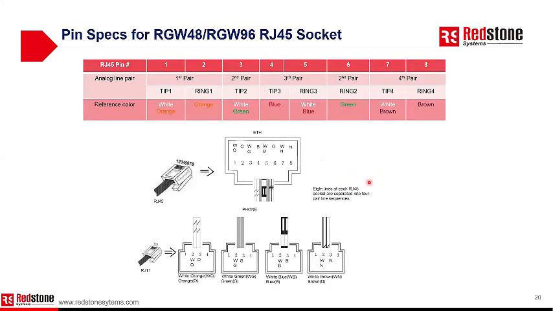Then here are the pin specifications for RGW48 and RGW96. Pins 1 and 2 refer to the first pair, 3 and 6 are your second pair, 4 and 5 are your third pair, and pins 7 and 8 are your fourth pair. This is how you can do a DIY cable from RJ45 to RJ11.